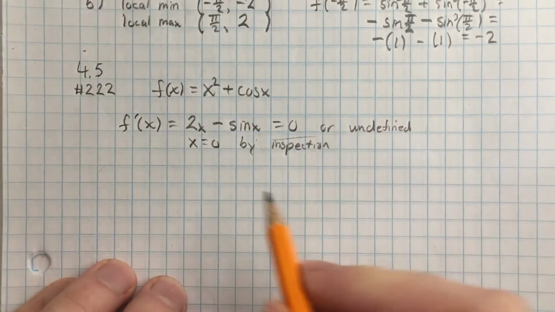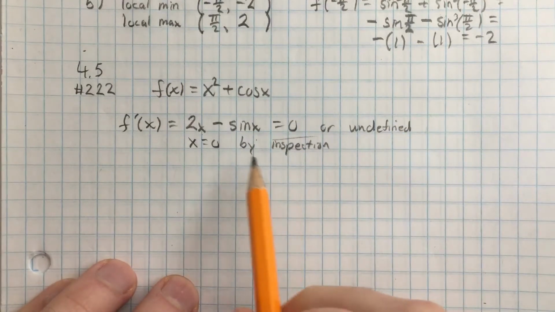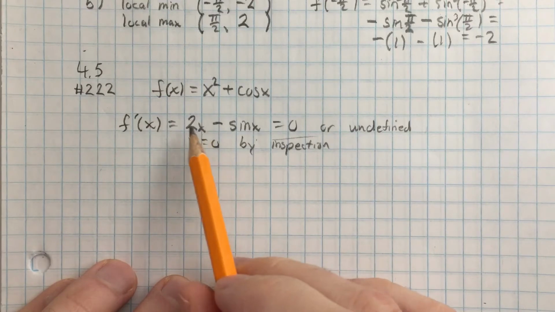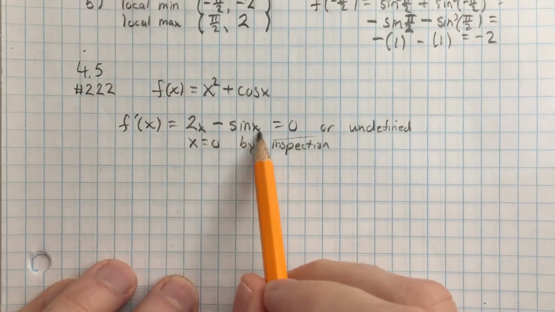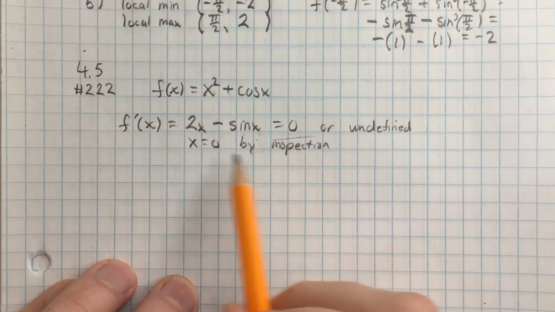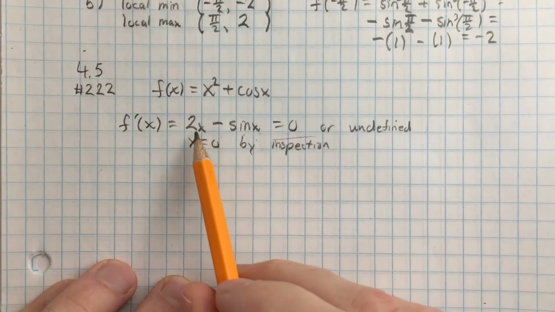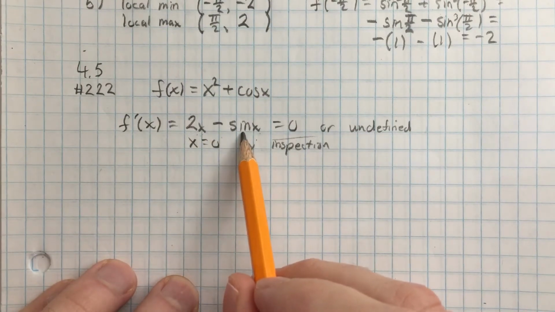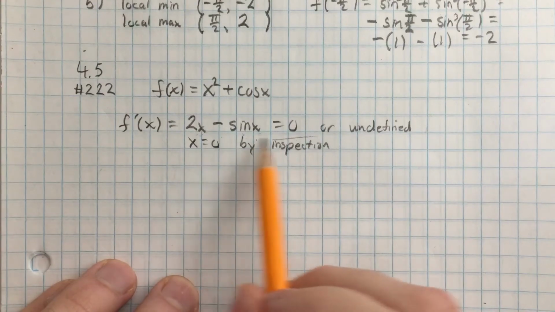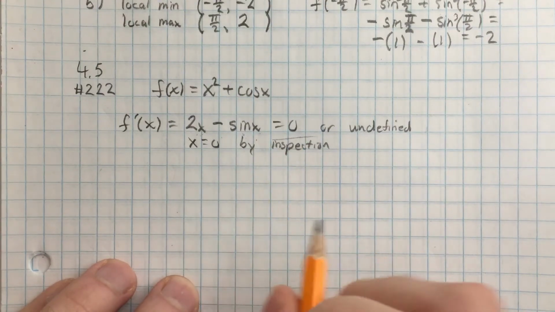Now, there's two ways to realize that from inspection. One is, certainly if you just plug 0 in, 2 times 0 is 0, sine of 0 is 0, 0 minus 0 is 0. Knowing a lot about zeros and lines and trig functions, it's not hard to tell that 0 will solve this. There's another way to understand it though.